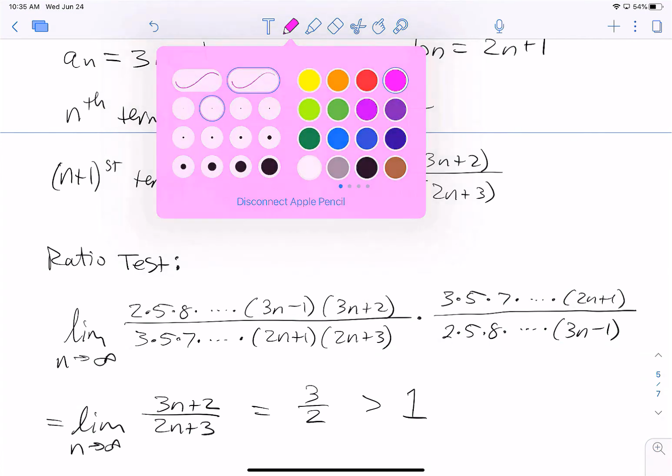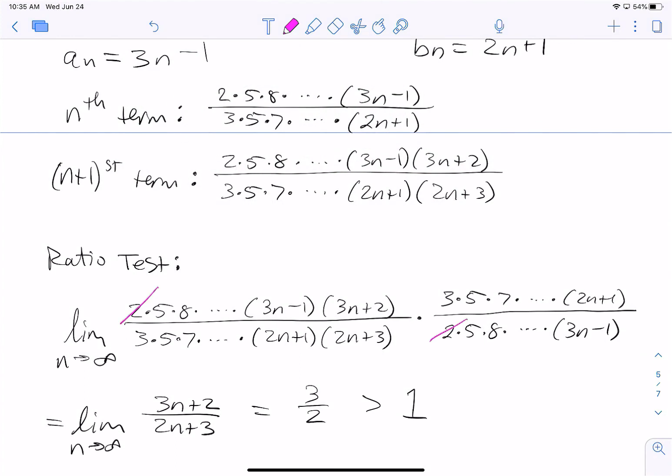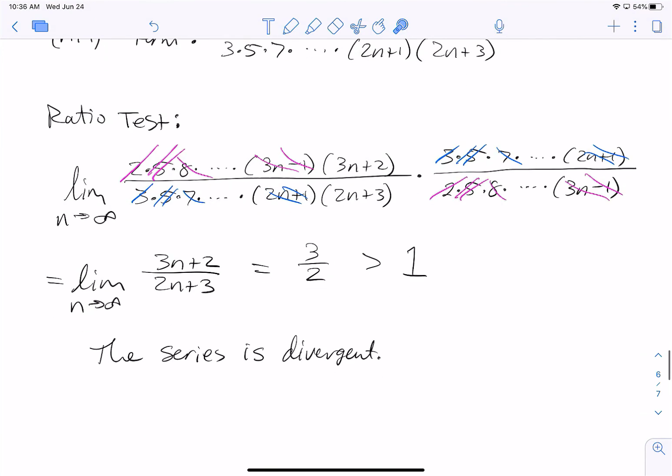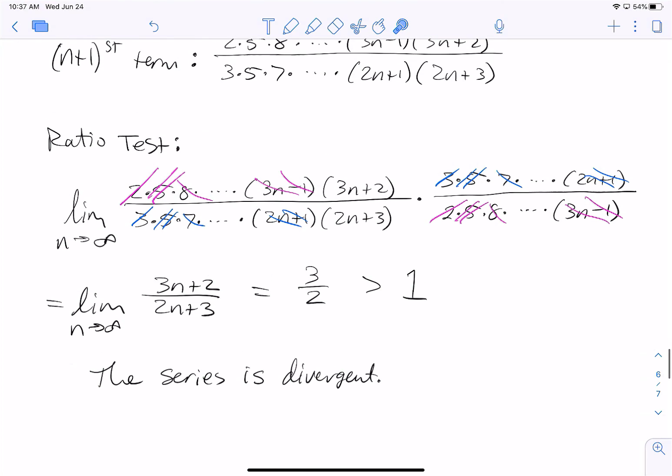What we see is in the numerator and denominator, 2 divides out, 5 divides out, 8 divides out, all the way up to 3n minus 1 divides out. Moving to the other sequence of factors, 3 divides out, 5 divides out, 7 divides out, all the way up to 2n plus 1 divides out. The only thing we're left with is 3n plus 2 divided by 2n plus 3. The limit as n approaches infinity of that expression is equal to 3/2, which is greater than 1. And so our conclusion is that the series is divergent.